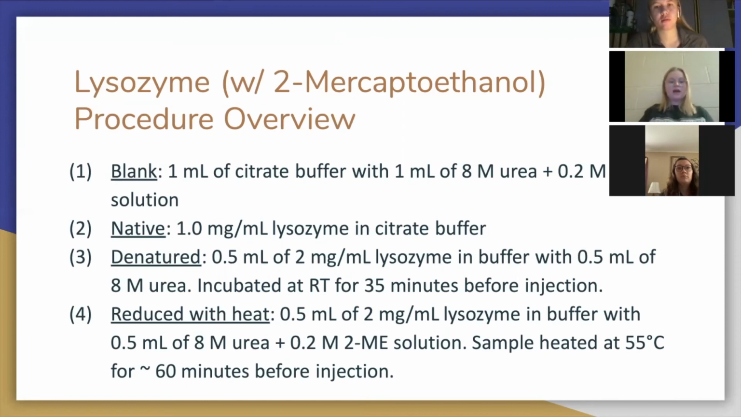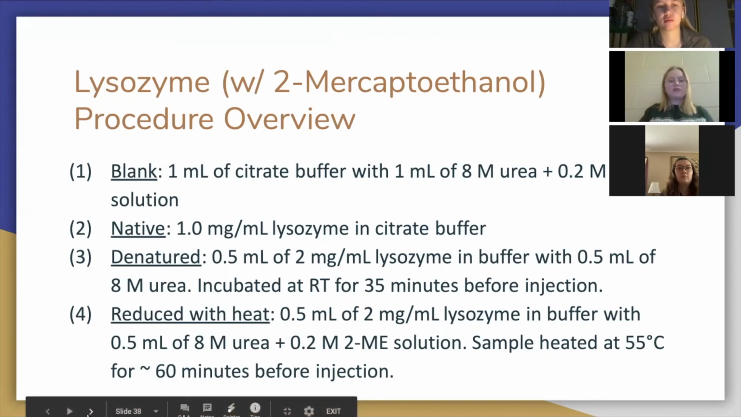Reduced with heat. Had 0.5 milliliter of 2 milligram per milliliter lysozyme in buffer with 0.5 milliliter of 8 molar urea plus 0.2 molar 2-mercaptoethanol solution. The sample was heated at 55 degrees Celsius for around 60 minutes before injection.